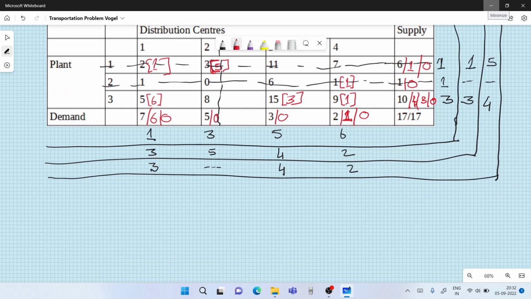Now, is this an initial feasible solution? Yes. It is an initial feasible solution because the number of allocations is 6 and this is equal to the number of rows, that is 3, plus number of columns, that is 4, minus 1, that is 6. So this is an initial feasible solution. The allocations are 6 and the independent constraints are also 6.